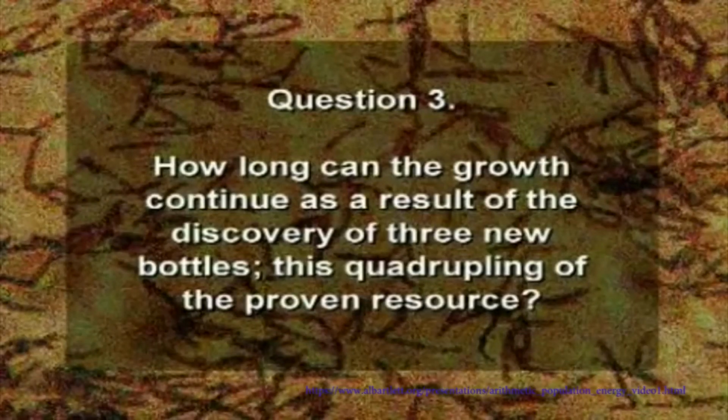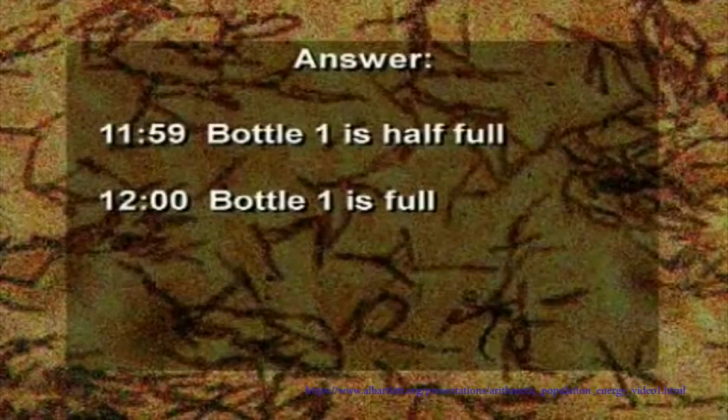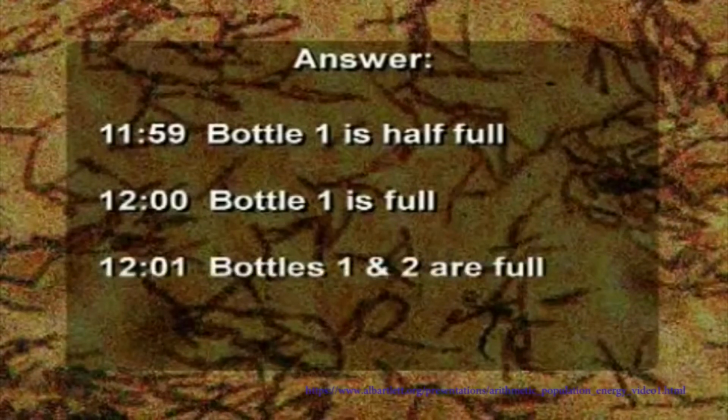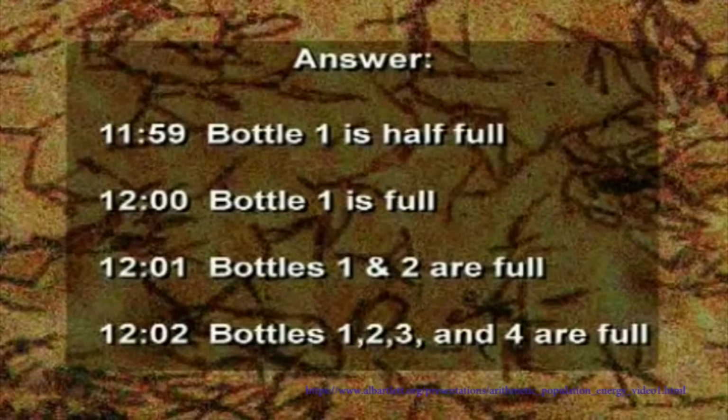Well, you know what the third question is. How long can the growth continue as a result of this magnificent discovery? Well, let's look at the score. At 12 noon, 1 bottle's filled. There are 3 to go. 12:01, 2 bottles are filled. There are 2 to go. And at 12:02, all 4 are filled, and that's the end of the line.